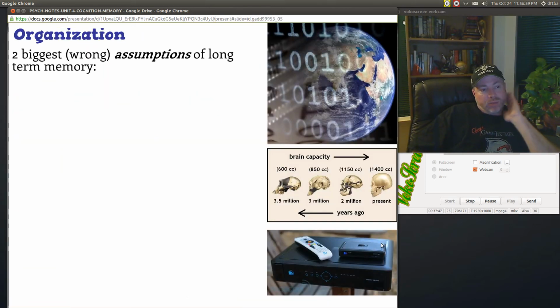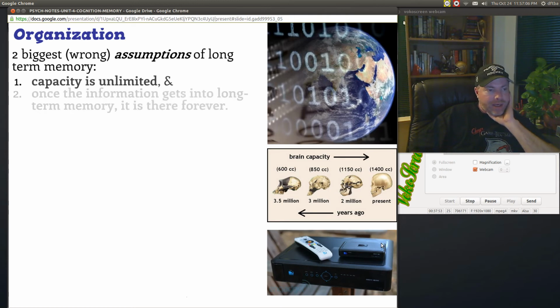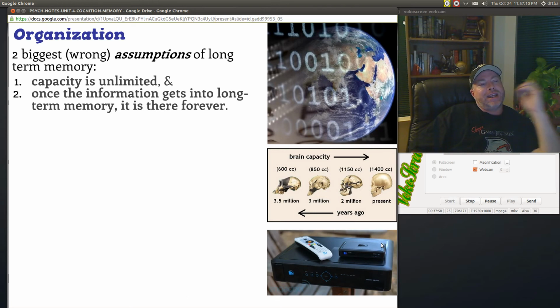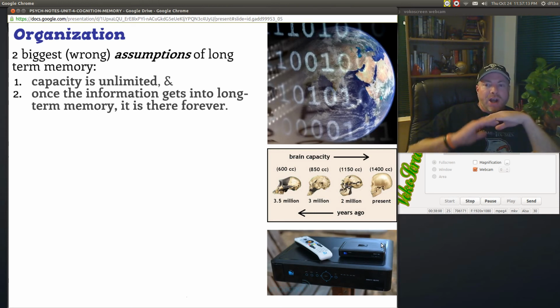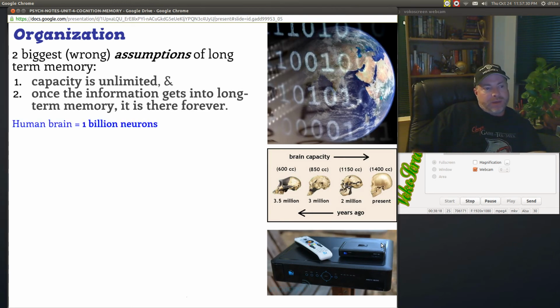The two biggest wrong assumptions that people make about long-term memory are that the capacity is unlimited, and it's not unlimited. It's pretty big, but it's not unlimited. And that once we get the information into long-term memory, it's locked in there forever. That's definitely not true. We do more forgetting than we do remembering. And I've seen some veteran coaches say that they've forgotten more than some young whippersnapper kid has even learned, and it's probably true.